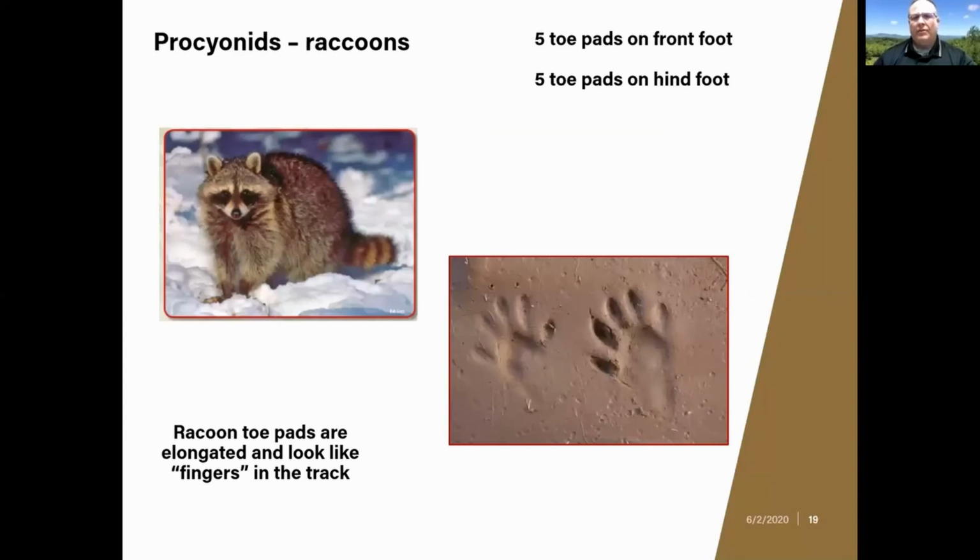Then we move into our raccoon family. And raccoons have 5 toe pads on the front foot, 5 toe pads on the hind foot. And for me, again, they're this plantigrade walker. So they have their full heel pad or metacarpal pad showing. And then their toe pads, but for me, they look like fingers. So they often show very elongated and they look like fingers. And if you think about the form and function of a raccoon and the ability they have to manipulate things with their front feet, you can really show that they look like hands. Kind of visualize that when you're tracking these critters.